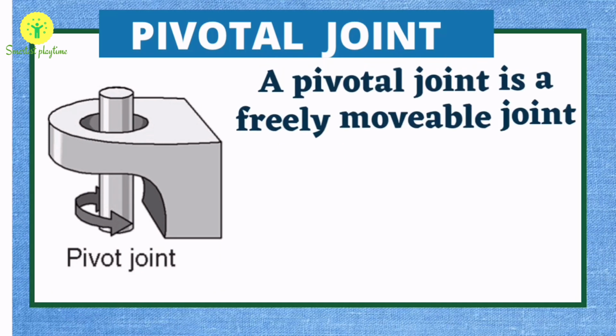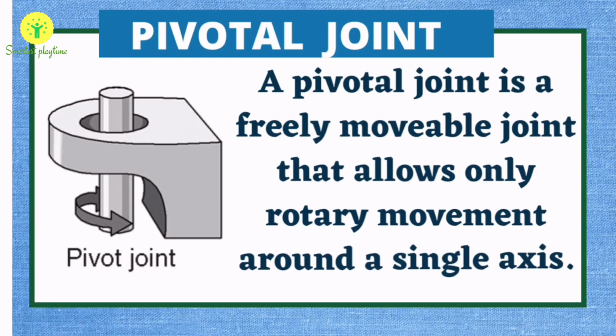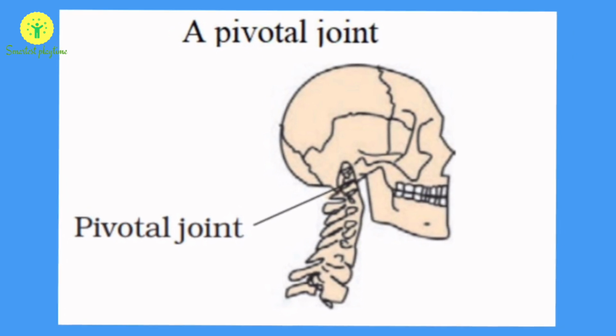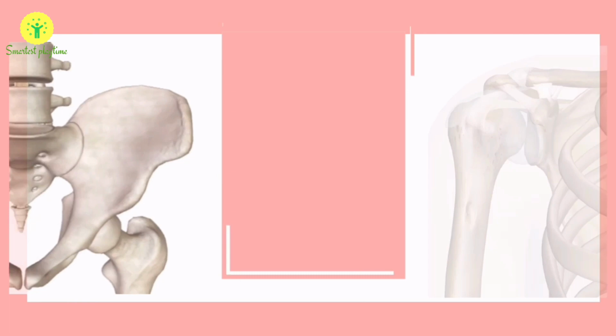A pivotal joint is also called a rotatory joint. It is a freely movable joint that allows only rotatory movement around a single axis. The joint where our neck joins the head is a pivotal joint. It allows us to bend our head forward, backward and turn the head to our right and left.